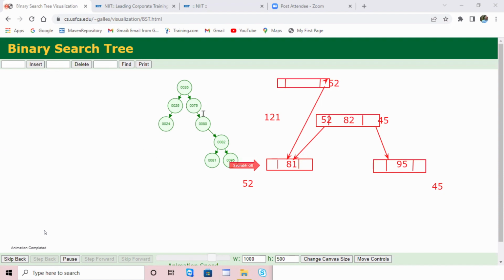Previously, 80 is holding the memory address of 82 in its right hand side. Now I am saying whatever the left pointer address of the deleted node is, I am passing over here. So it is going to point to this memory address now. And if it points to this memory address, the connection between this and this will be removed. So now it becomes this.